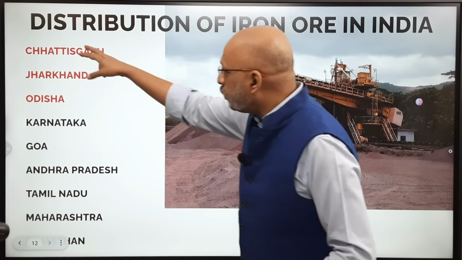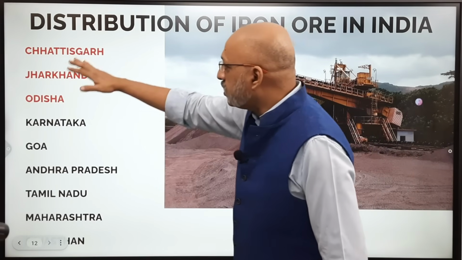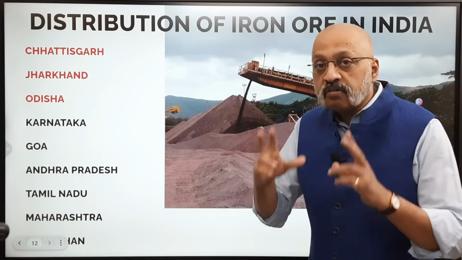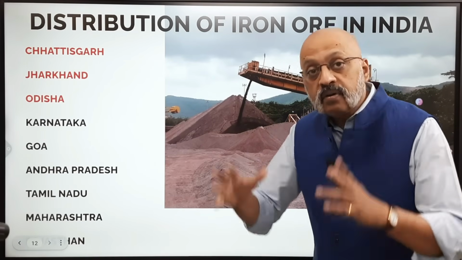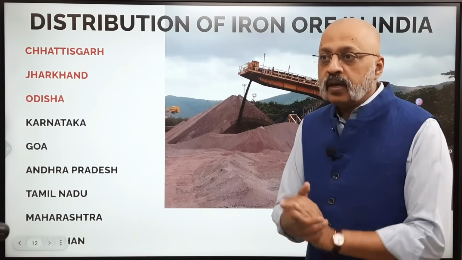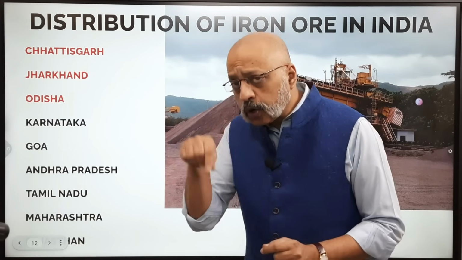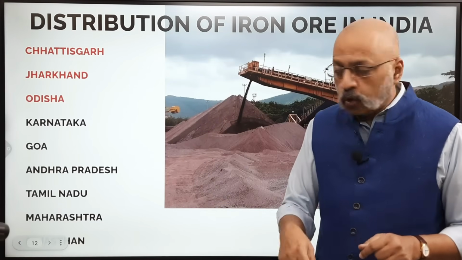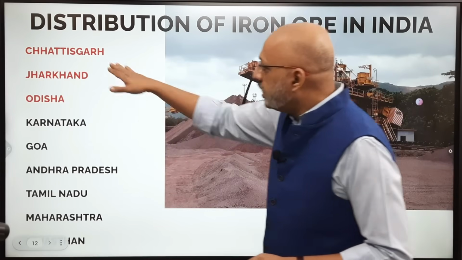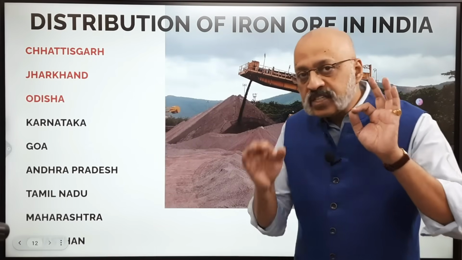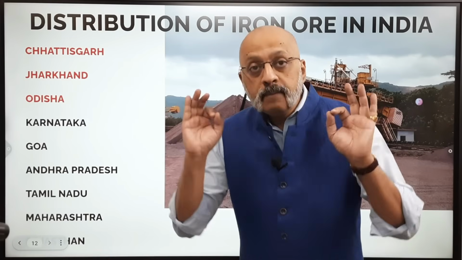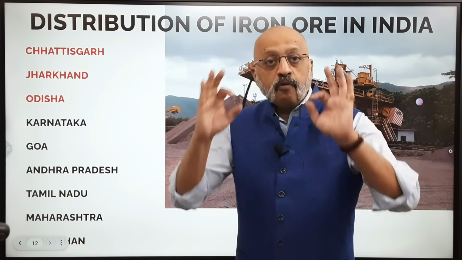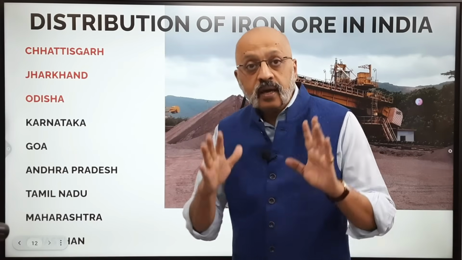So that's why I put these three states in red: Chhattisgarh, Jharkhand, Odisha, which are really the iron ore mineral rich states of the country. So what you need to do, and that I've put in the notes because that would have been too much text, is that in each state, you need to know at least two places which are the main concentration of that particular mineral, in this case the iron ore.